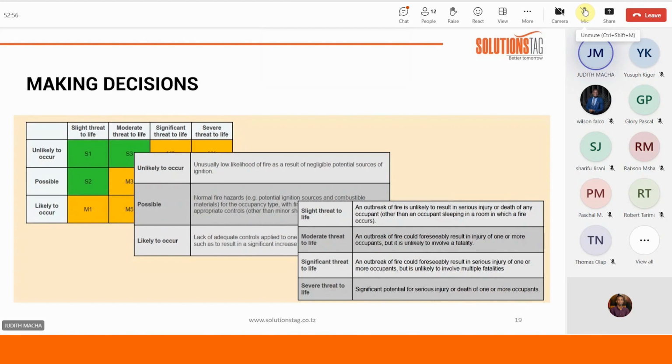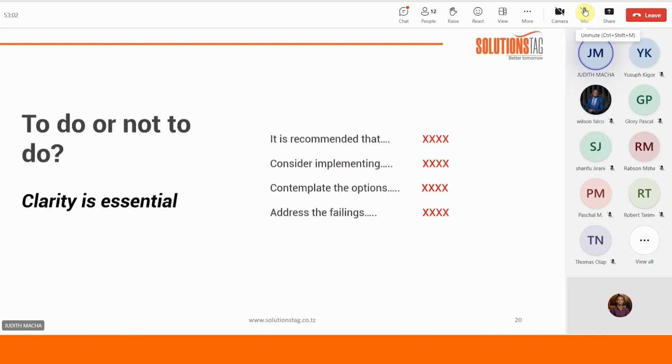But for severe, that means that scenario can have multiple fatalities. Let's take for example an oil tanker: if a fire starts in an oil tanker and there are people around, it's a very severe consequence in that scenario.